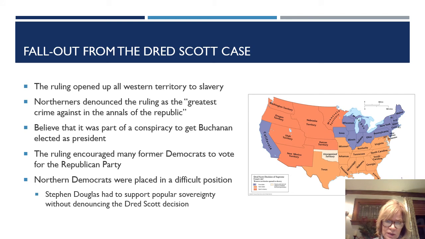Northerners denounced this as the greatest crime against the annals of the Republic. They believed that it was part of this whole big conspiracy to get Buchanan elected president and to expand slavery. So it encouraged a lot of Democrats to vote Republican instead of for the Democratic Party. And Northern Democrats like Stephen Douglas were placed in this very precarious, difficult position in which they had to support popular sovereignty without really denouncing the Dred Scott decision.